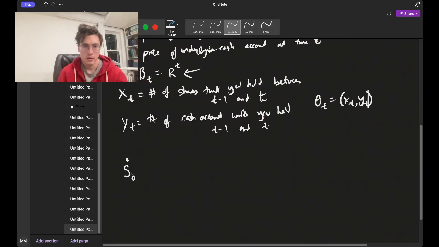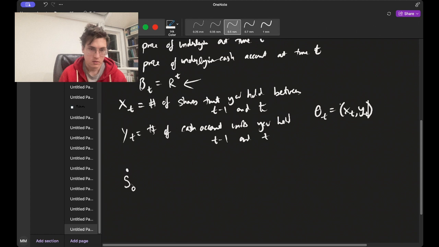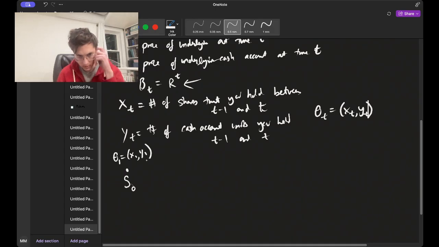How many units of shares, how many number of shares we own, and how many units of the cash account we own. So here we are at S0, we have theta 0, theta 1 is x1 and y1. So this x1 and y1 will be the number of shares that we hold between t equals 0 and t equals 1. So here we have at S1, so here's the number line.